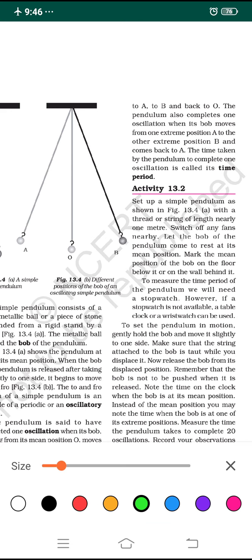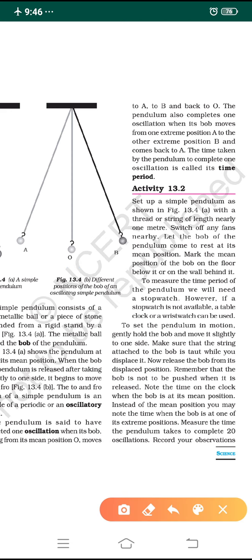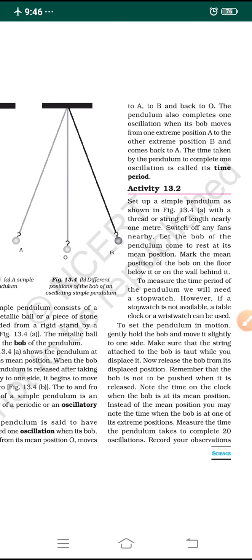For example, the mean position is here, so you have to mark the mean position of the bob. This is the mean position of the bob, and you have to mark it on the floor below it, where it is suspended, or on any wall behind it, wherever you want to make a mark. Now you have to measure the time period.